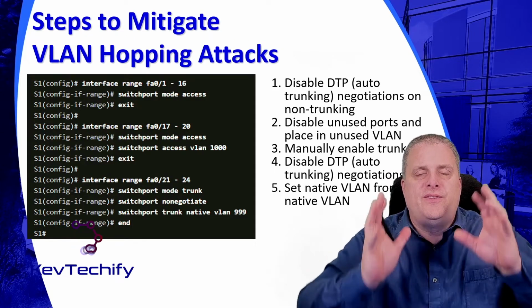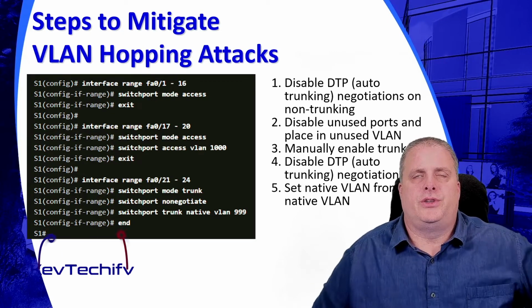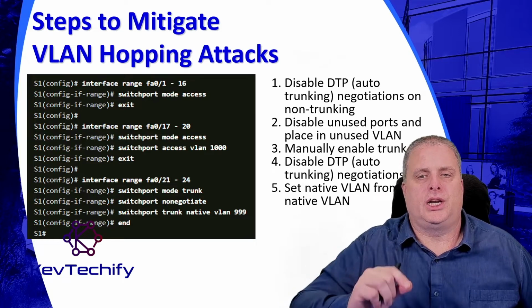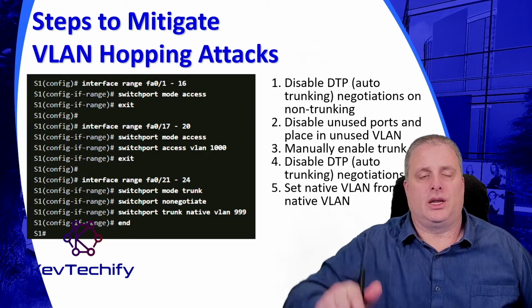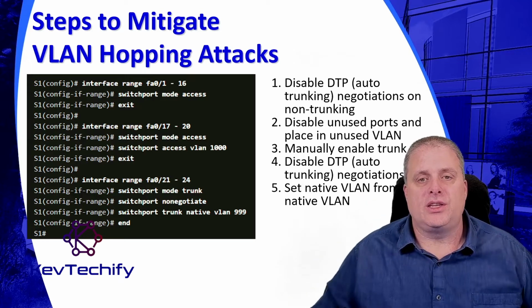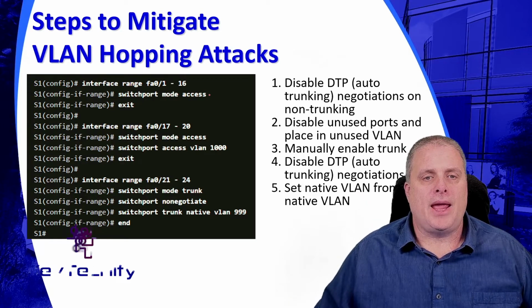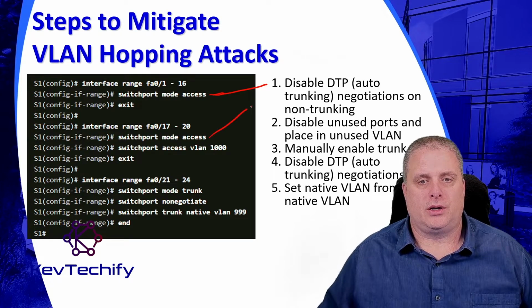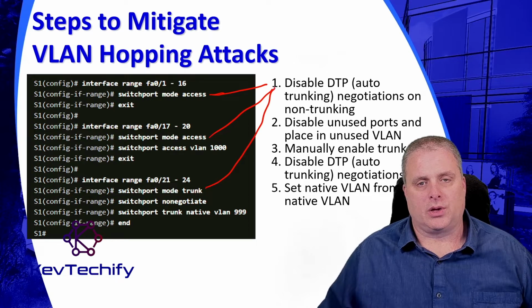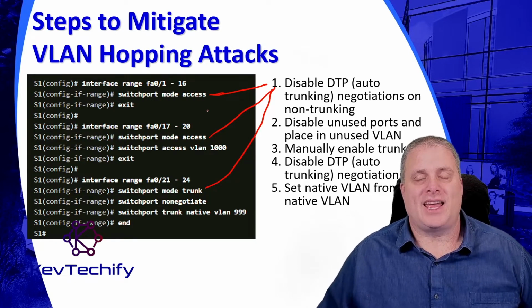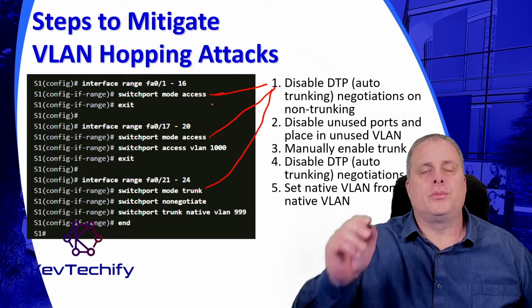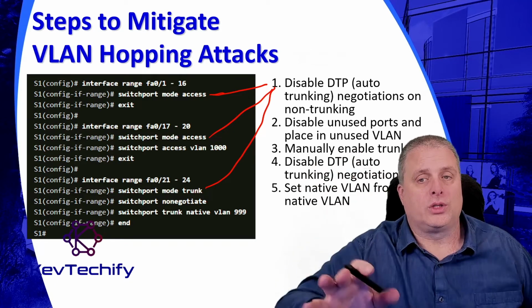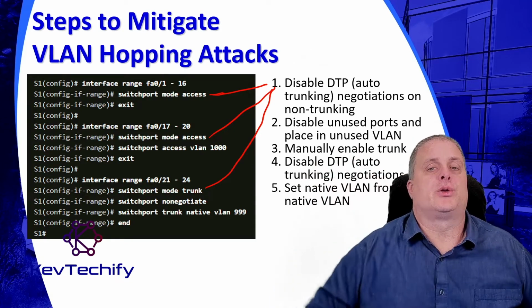To mitigate against VLAN hopping attacks, there are several steps you should do. First step is disable Dynamic Trunking Protocol negotiations on non-trunking ports. Now, the easiest way to do that is to manually set the port as an access port, or set it as a trunk. If you don't set it either to access or trunk, it will be set to auto trunking. It will do negotiations to create a trunk.